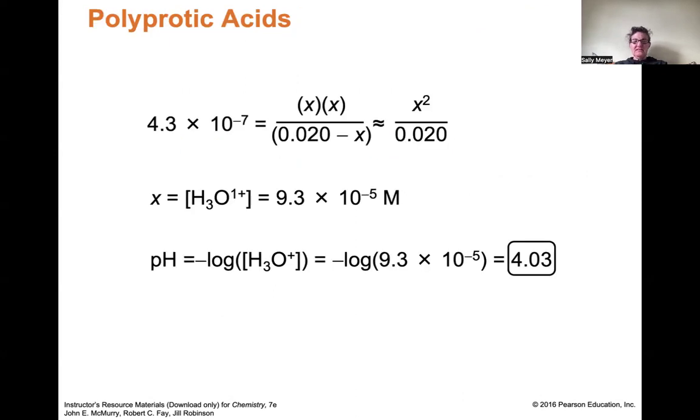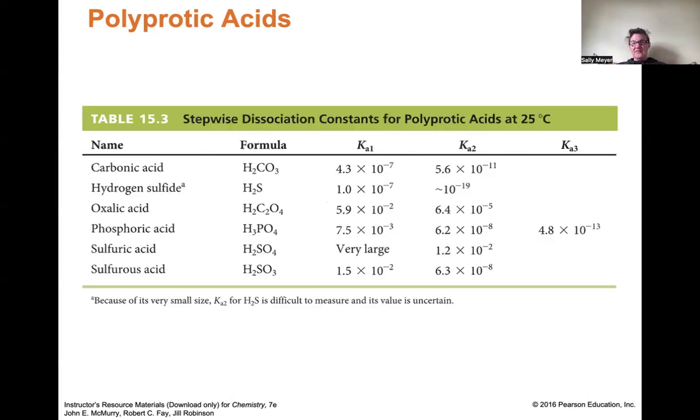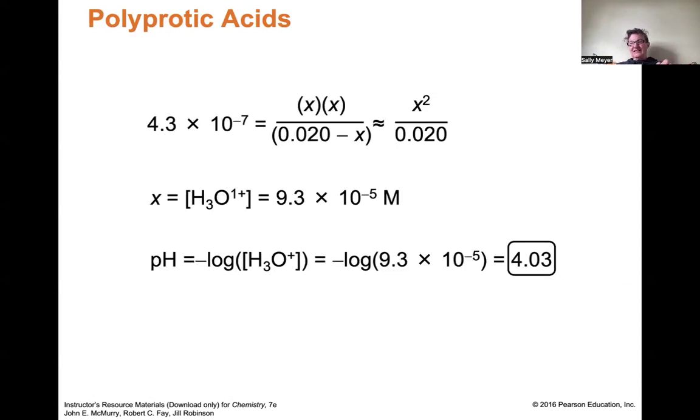They should have gone into why you didn't deal with the second proton. You'll see that when you look at how the second proton comes off with a much smaller Ka, it doesn't significantly change the hydronium ion concentration. So the pH really depends on that first proton. We'll do more problems like that in class.